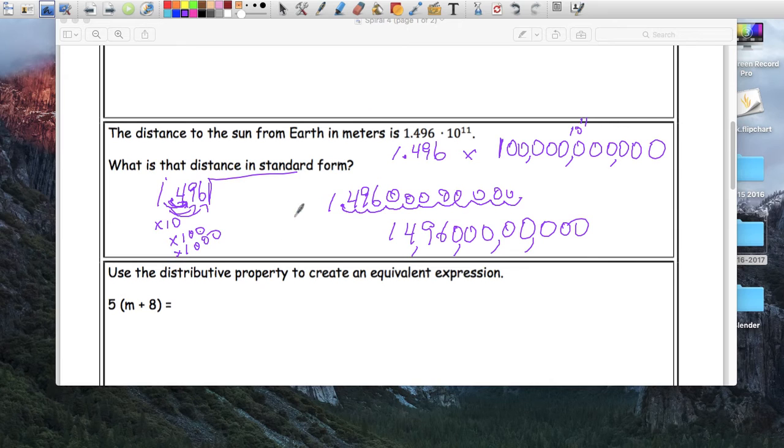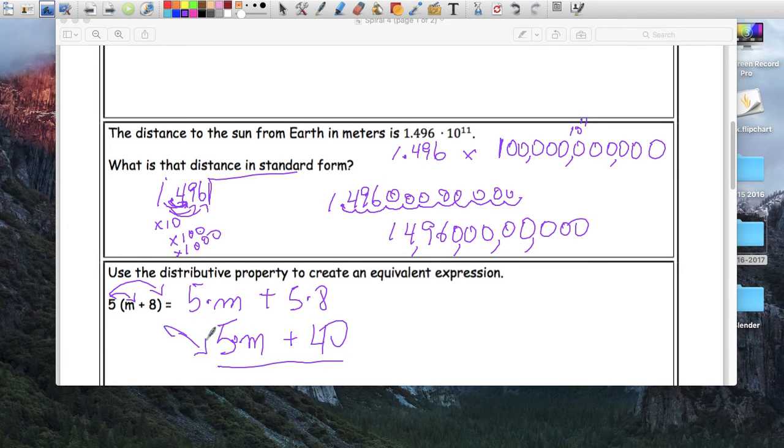Okay. Use the distributive property. 5 times m is 5 times m, and then we're going to do plus 5 times 8. So here's your equivalent expression: 5 times m, plus 5 times 8, which was 40. So this is the same thing as that.